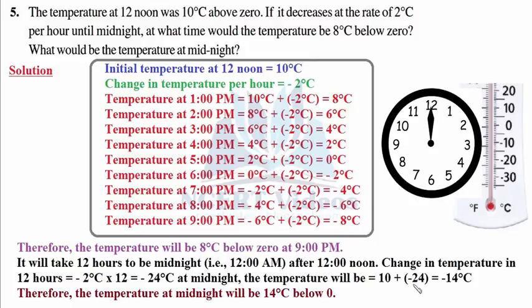Subtract 24 from this. So it will be minus 14 degrees Celsius at 12 midnight. Therefore, the temperature at midnight will be 14 degrees Celsius below zero. Either you can write minus 14 degrees Celsius, or you can write in language form as 14 degrees Celsius below zero. These both are the same thing. So you just have to keep in mind the language portion. Be very specific what the question is asking for. So this was your question number 5.